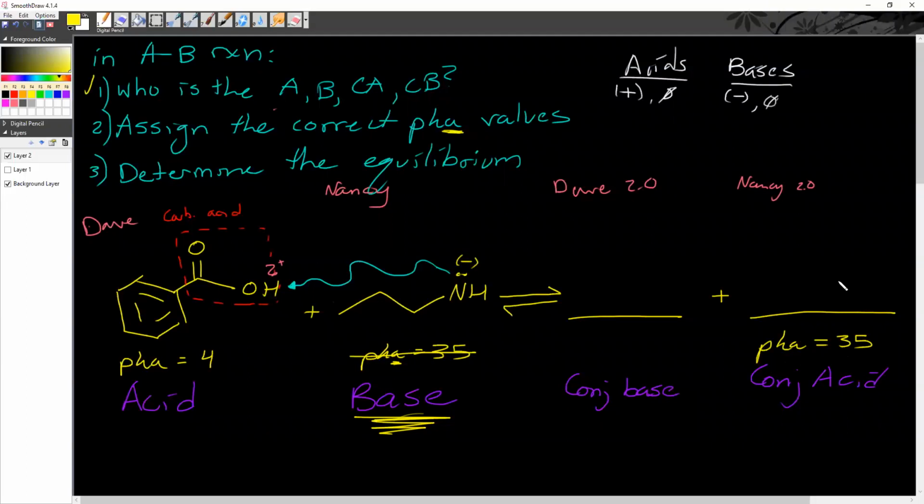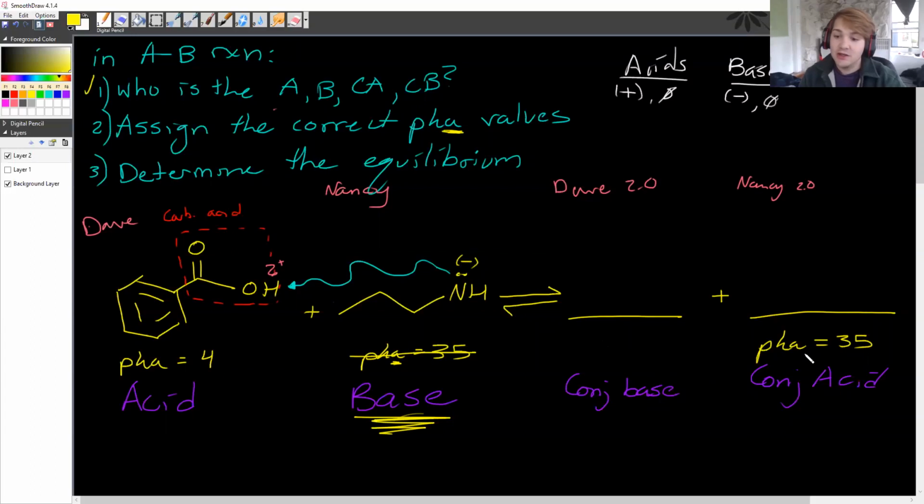I have a question. Sure. So when looking at the conjugate acid and base, knowing that we either lost or gained a hydrogen atom, how do we know the pKa is still the same number?